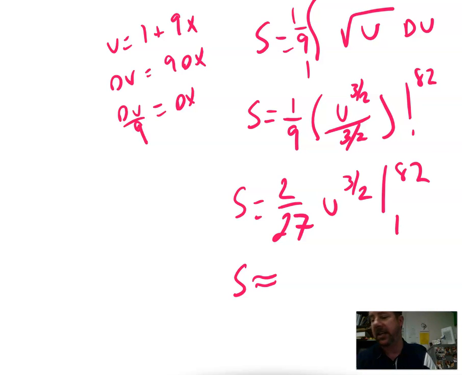When you plug that into your calculator, you're going to get something like 54.929. It's not going to be a pretty number, but you should get about 54.929 as the length of our curve. But that's how we use the formula.